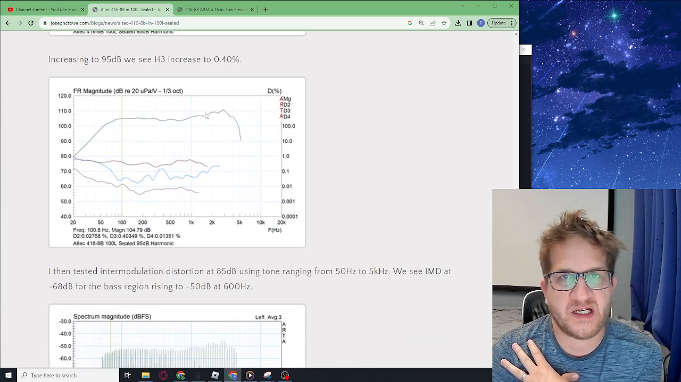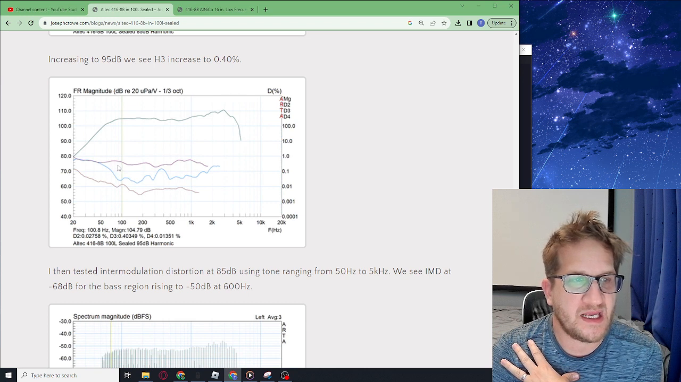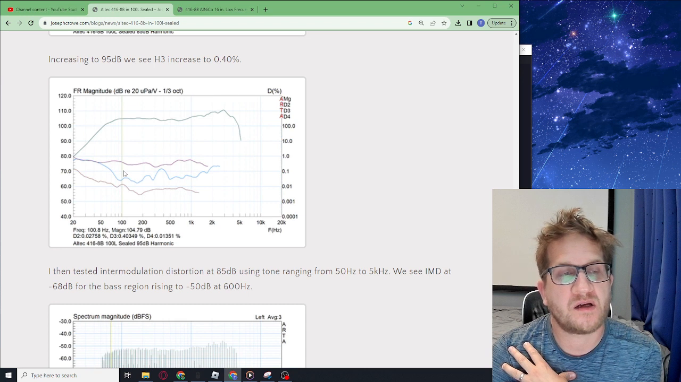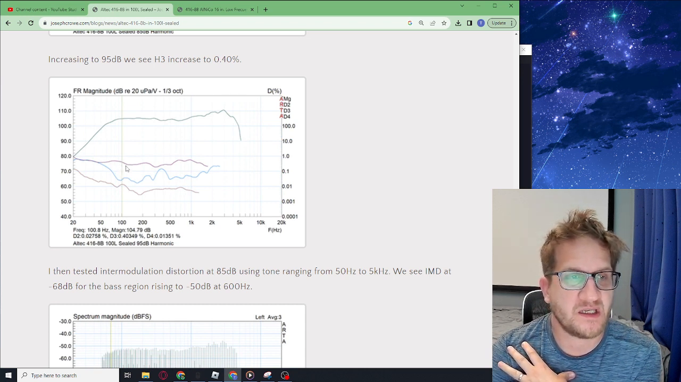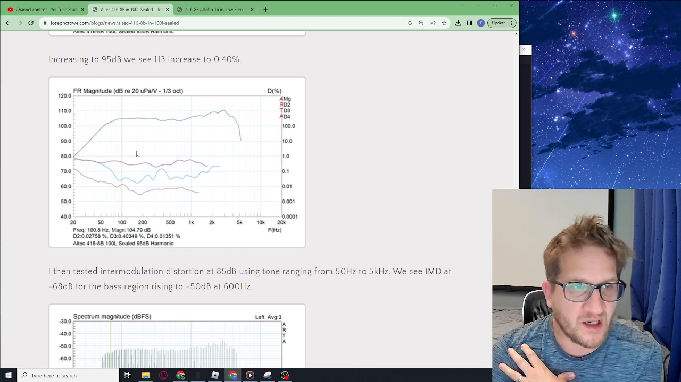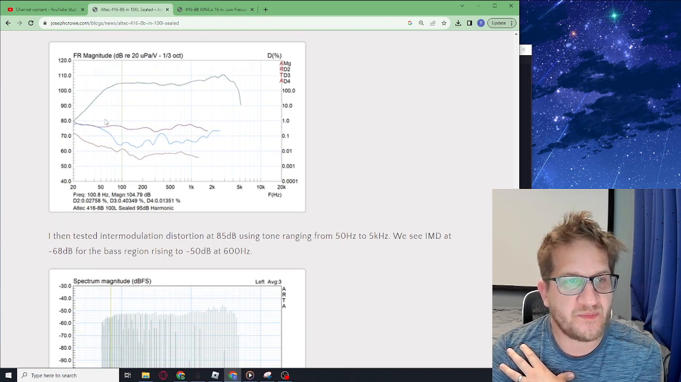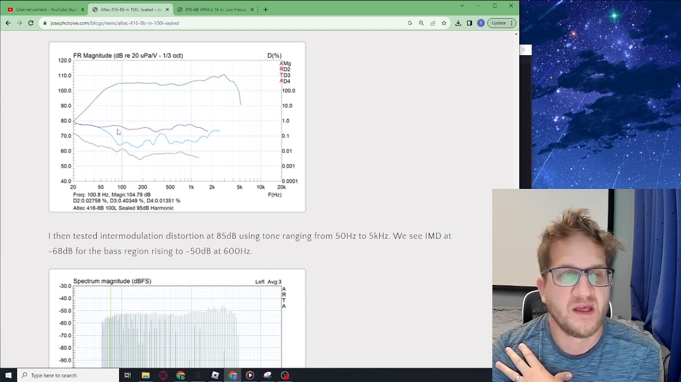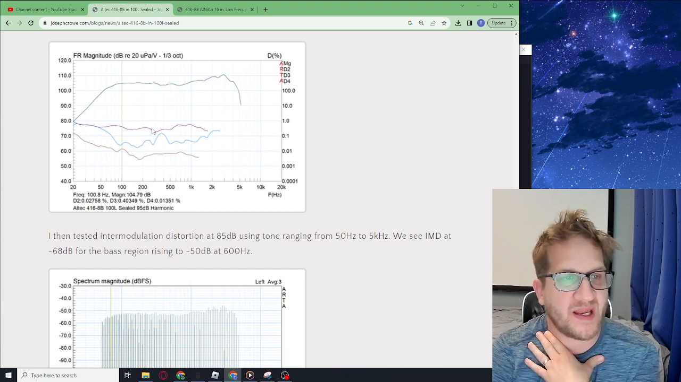Increasing the test SPL to 95 dB, let me just make sure I got it right here. Actually, it's H3 dominant in the type of distortion that we're seeing, with H3 at 0.4%. Now, still academically low, inaudible. The main thing here is that the harmonic distortion products are very consistent and even across the bandwidth.